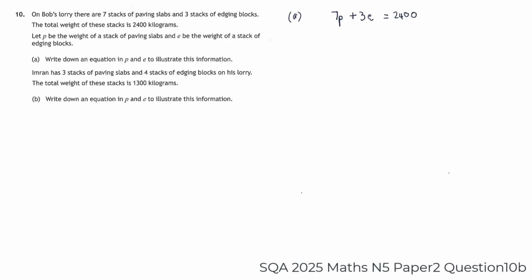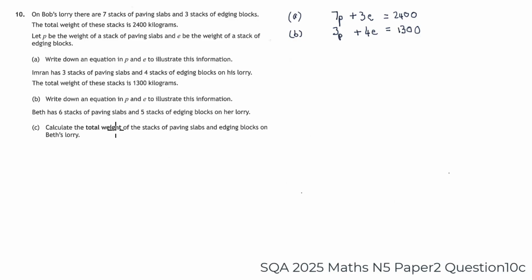Let's move on to part B, and this time a different lorry driven by Imran. 3 stacks of paving slabs, 4 stacks of edging blocks, total this time 1,300. So we'll do a similar equation. This time we have 3 lots of P plus 4 lots of E, coming to a grand total of 1,300.